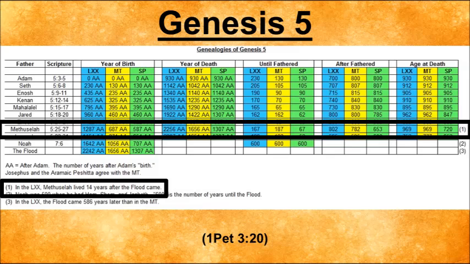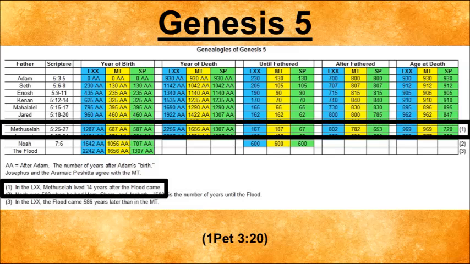The problem with the Septuagint's genealogy is that it records that Methuselah died 14 years after the flood. Could Methuselah have been on the ark? No, because the Apostle Peter says the ark only saved 8 people. Therefore, the Septuagint's genealogies in Genesis 5 cannot be correct.